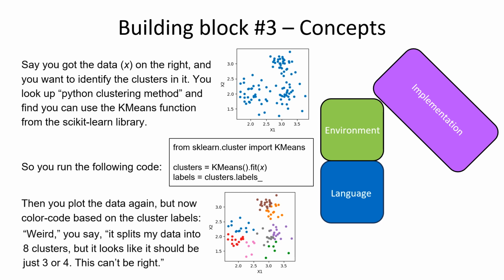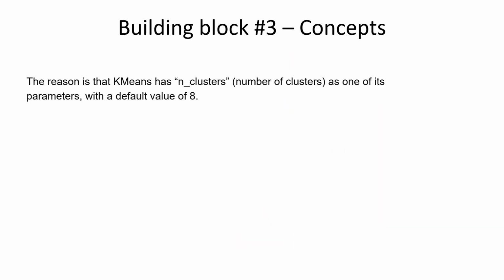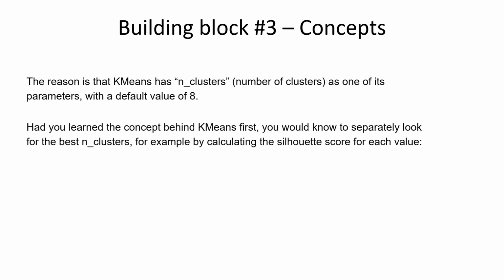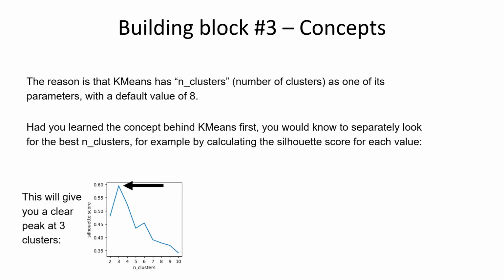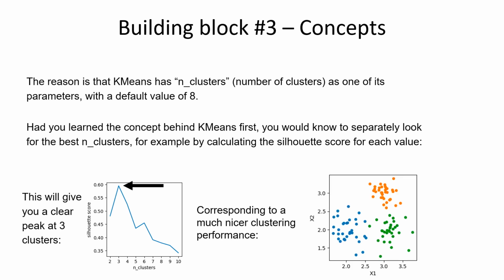Weird, you'd say. It splits my data into 8 clusters, but it looks like it should just be 3 or 4. This can't be right. The reason is that k-means has n_clusters as one of its parameters with a default value of 8, and since you didn't specify it, that's what the algorithm used. Had you learned the concept behind k-means first, you would know to separately look for the best n_clusters, for example by calculating the silhouette score for each value. This will give you a clear peak at 3 clusters, corresponding to a much nicer clustering performance on the right.